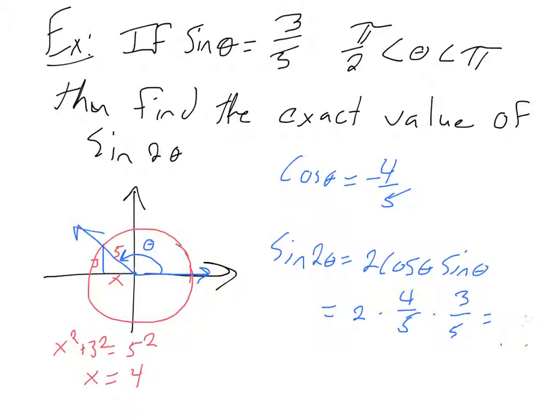I'll just rewrite that. So we should have negative 24 over 25. Okay.